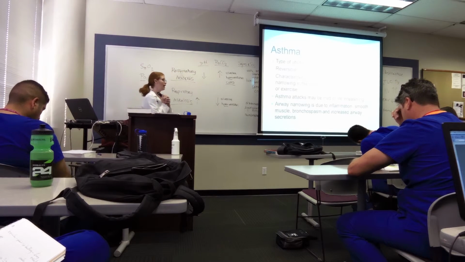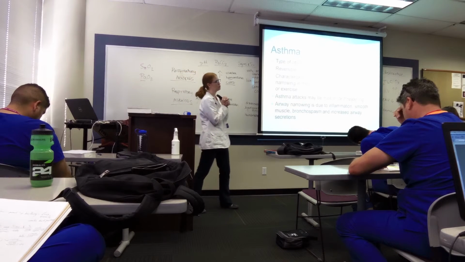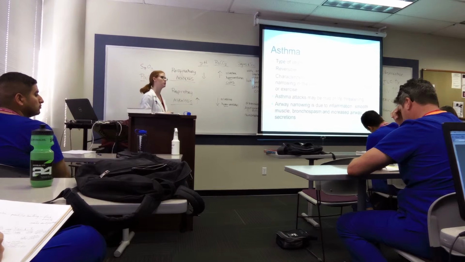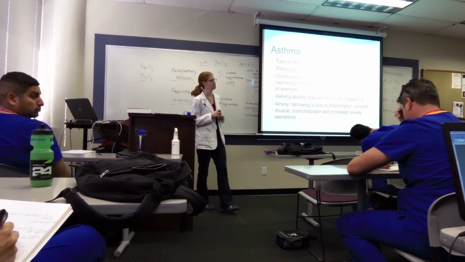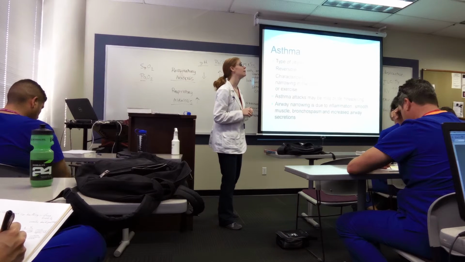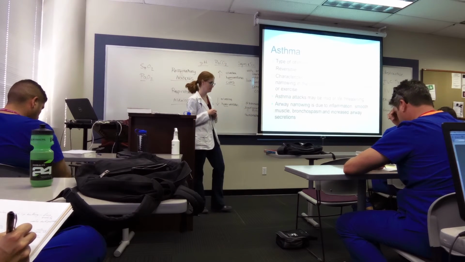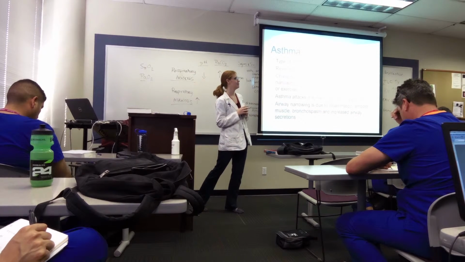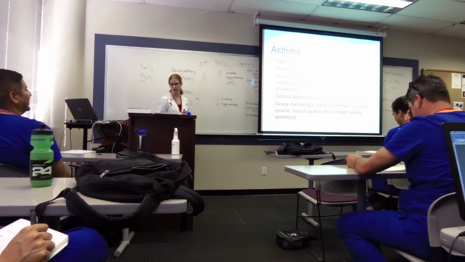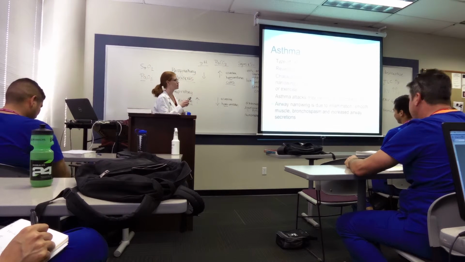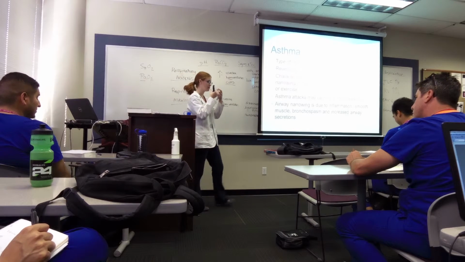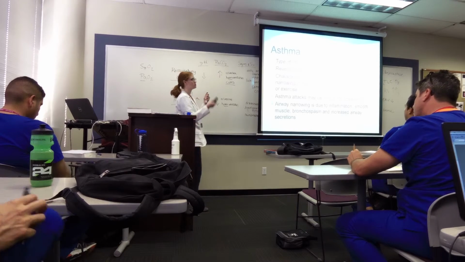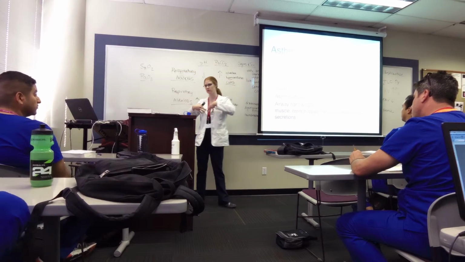Okay, asthma. Asthma is also considered an obstructive pulmonary disorder. Who wants to explain the difference between obstructive and restrictive? James? Obstructive is anything that is restricted within the lung, and restrictive is outside of the lung, like spinal cord injury. Okay, so a lot of times people think of asthma as restrictive because the airways actually constrict, but it's an obstructive pulmonary disorder because the cause is actually inside the lung system itself.